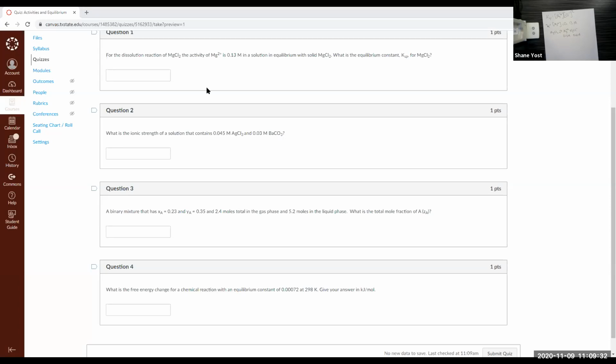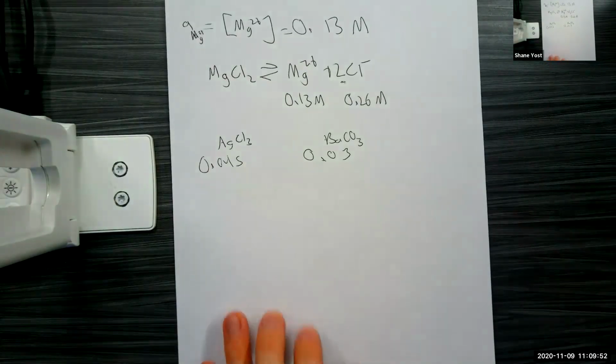Let me see here. Let me write down these numbers. So 0.045, 0.03, AgCl3, and oh, you know what? I wonder. We'll find out. All right, so that's what we have.